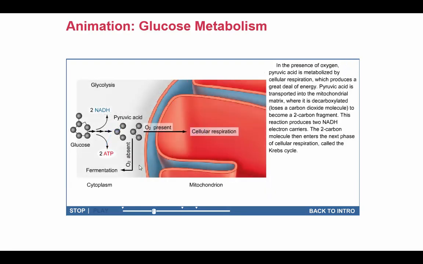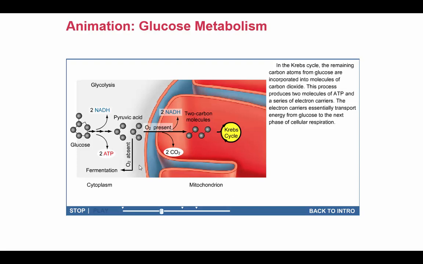In the presence of oxygen, pyruvic acid is metabolized by cellular respiration, which produces a great deal of energy. Pyruvic acid is transported into the mitochondrial matrix, where it is decarboxylated, that is, it loses a carbon dioxide molecule to become a 2-carbon fragment. This reaction produces two NADH electron carriers. The 2-carbon molecule then enters the next phase of cellular respiration called the Krebs cycle.